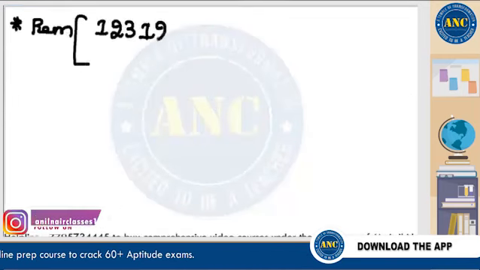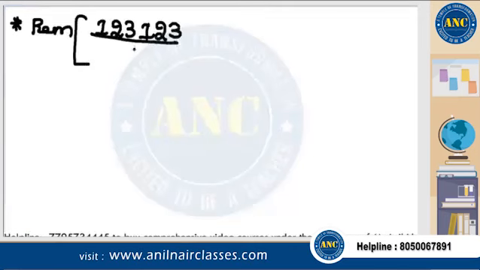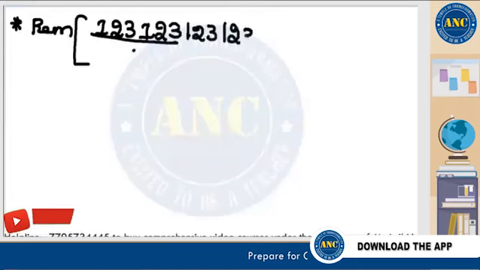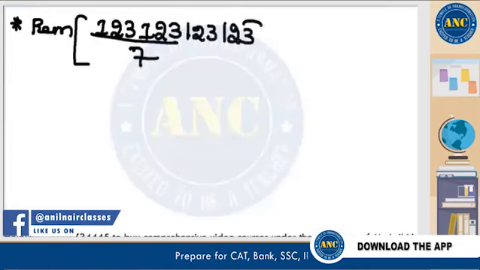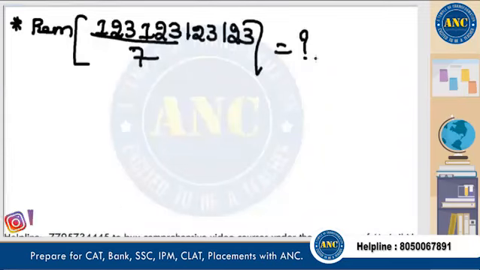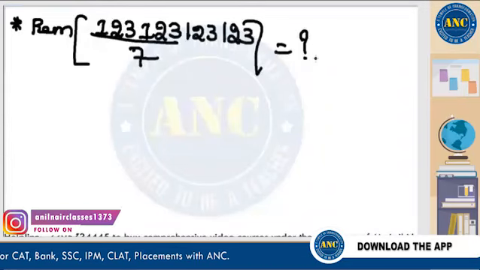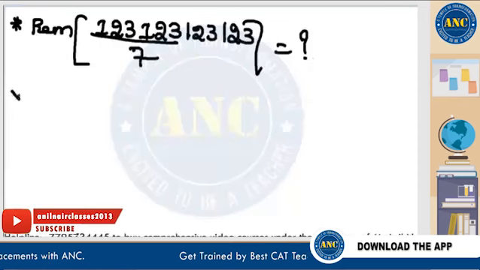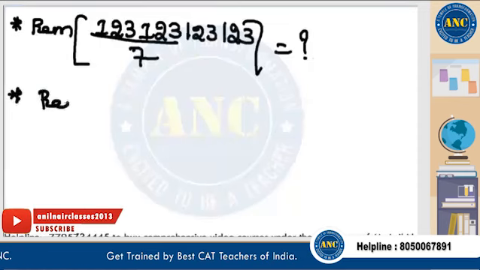Please write down, sir: 1, 2, 3 written 4 times. After this I will start the class. 1, 2, 3, 1, 2, 3, 1, 2, 3, 1, 2, 3 divided by 7. What is the remainder? He asked me 2 questions. I will take both questions.